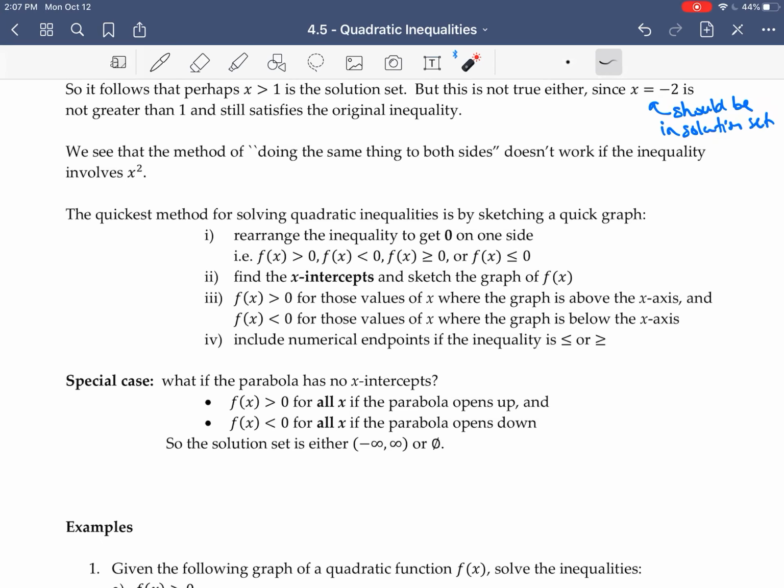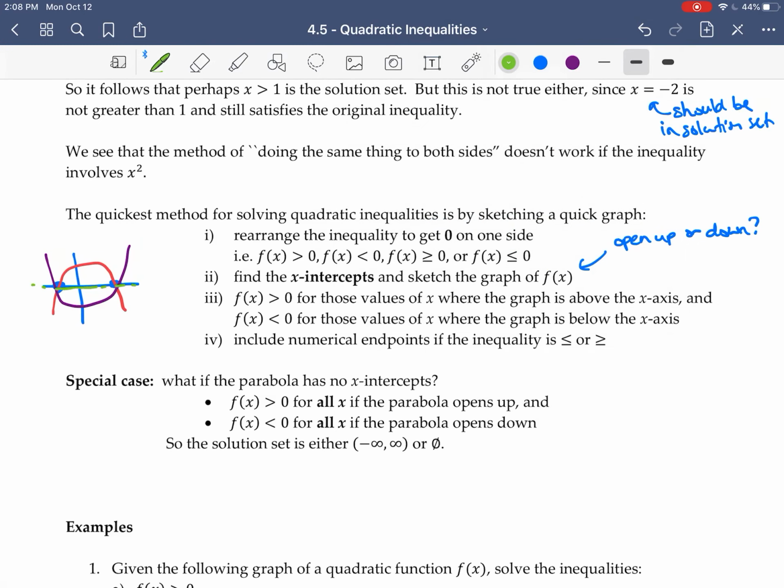Then you want to know where f of x meets 0. What does that mean? That's the x-intercepts. So we want to find the x-intercepts and then do a quick sketch of the graph. What I mean by quick sketch is you want to know, does it open up or down? If I have an x-intercept here and an x-intercept here, I just want to know, does the parabola have this shape or does it have this shape?